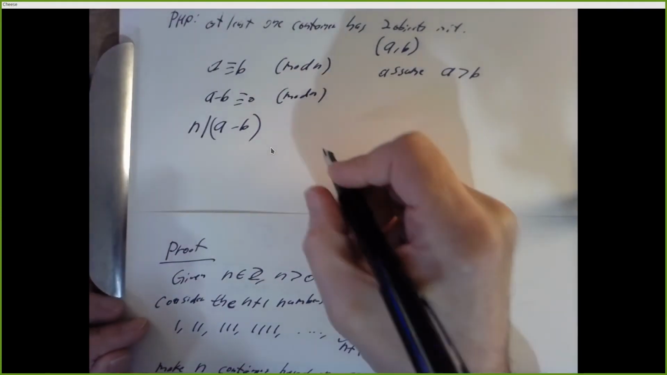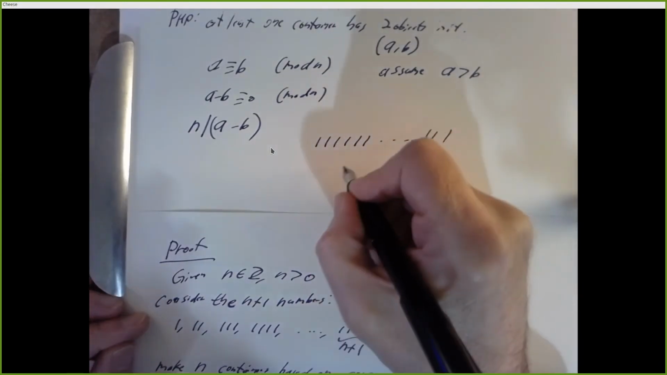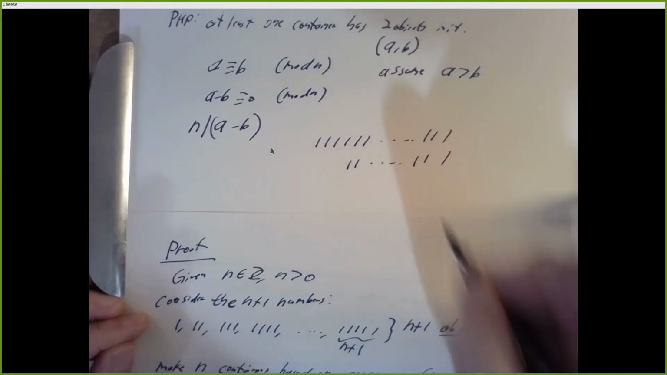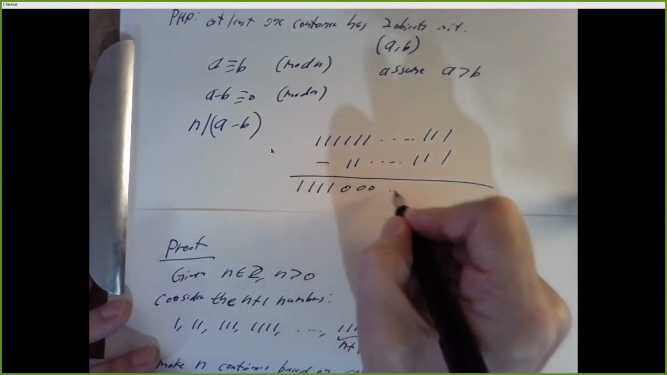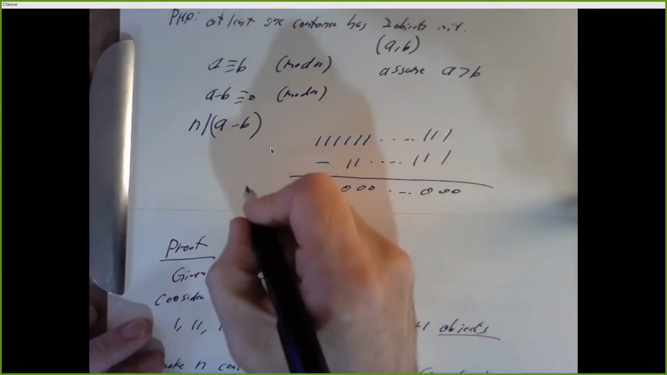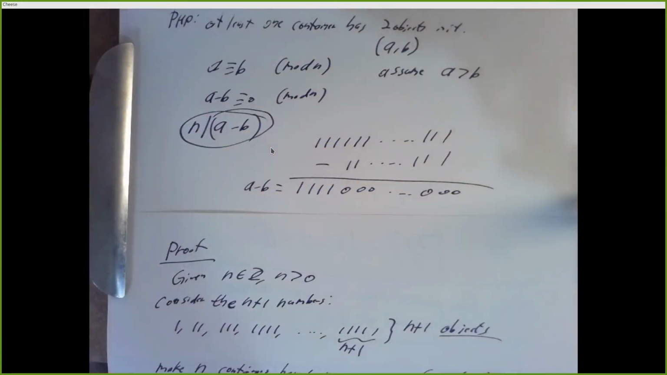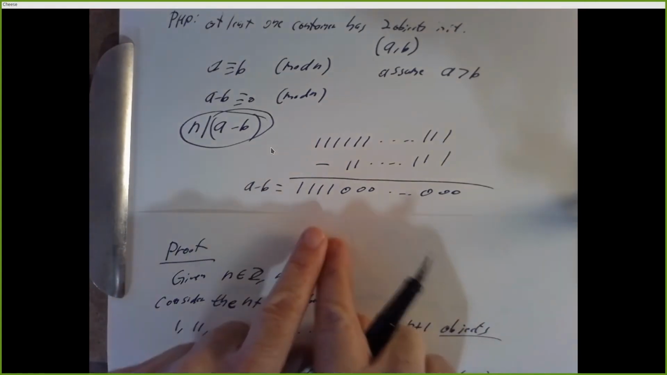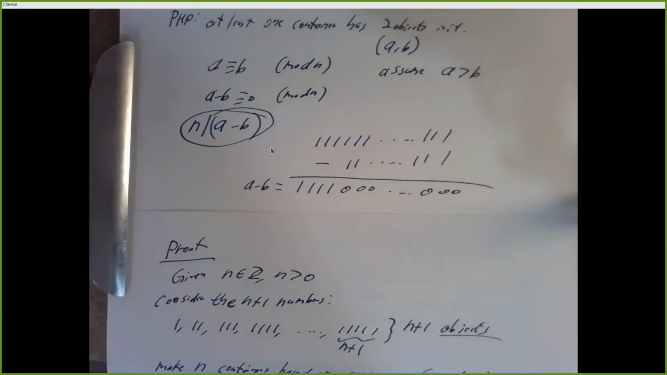Well, what do these numbers look like? A is the larger number, so it's a bunch of ones like that, and B is a smaller number, so it's a smaller number of ones, and if I subtract, what am I going to get? I'm going to get a bunch of ones followed by a bunch of zeros. Right? So this is A minus B, and we know from construction that this number is a multiple of n. And that's the proof of our theorem. For that given number n, here's a thing consisting of only ones and zeros, which is a multiple of n. And that proves it.